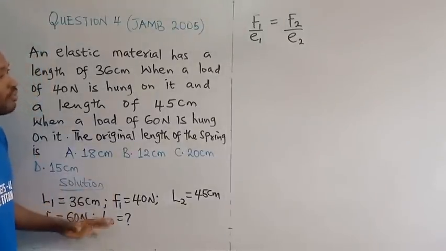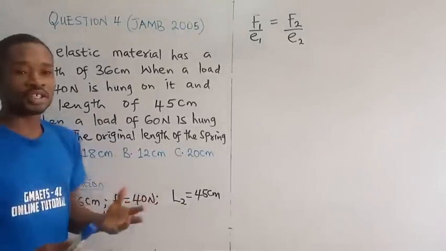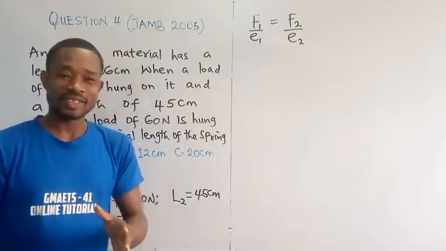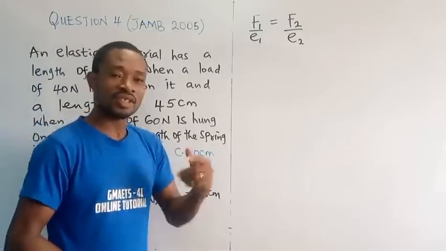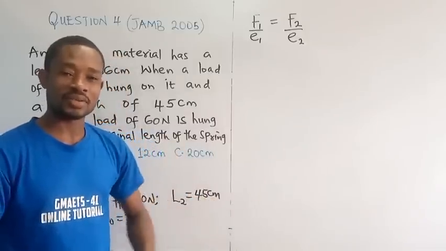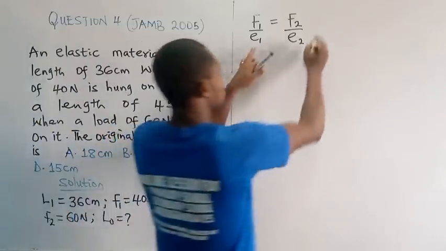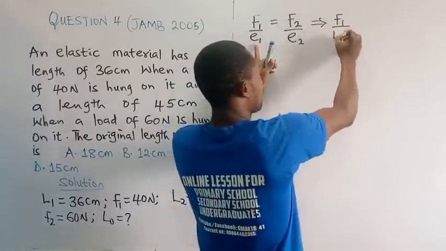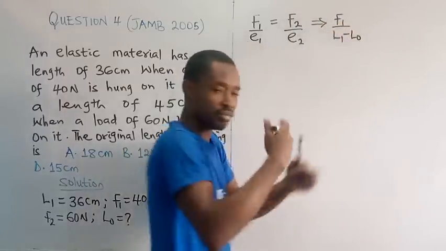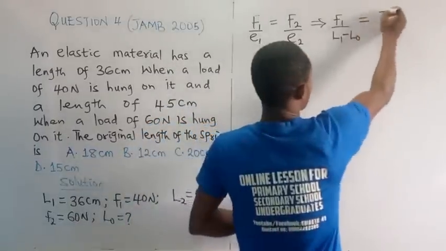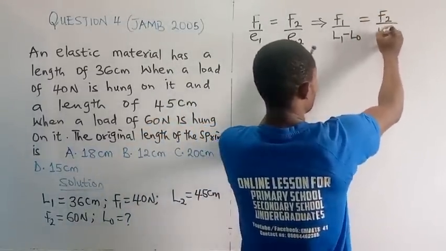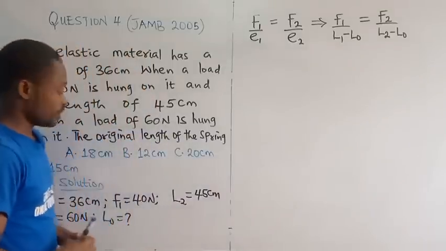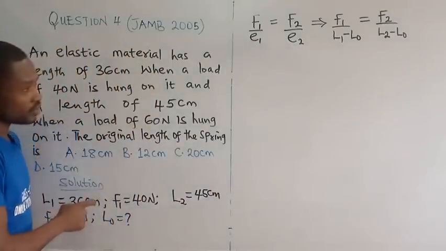Looking at this information given to us, there's nothing about extension. But of course, from that part 1, you will learn that extension is new length minus original length. So what we are going to do is to rewrite this as F1 all over, in place of E1, I'm going to write L1 minus L0. Then that's going to be equal to F2 over, in place of E2, L2 minus L0. So this is the formula we're going to use in solving this to calculate for the original length.